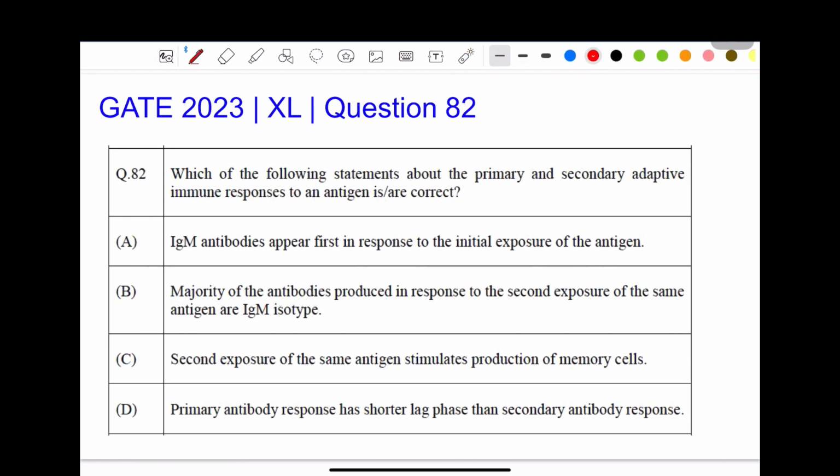I should remind you that this is a MSQ type of question, so multiple options can be correct. So before solving this, let us look at the primary and secondary adaptive immune responses. At what point of the infection these responses are generated, and what is the difference between these two?